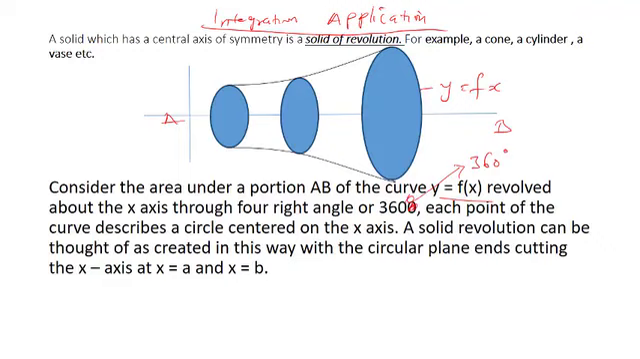Each point of the curve described is a circle centered on the axis. A solid of revolution can be thought of as created in this way, with circular plane ends cutting the x-axis at x = a and x = b. So what they're trying to tell us is that the region bounded by this curve is rotated through 360 degrees, and this can be used in solving very simple questions on application of integration.